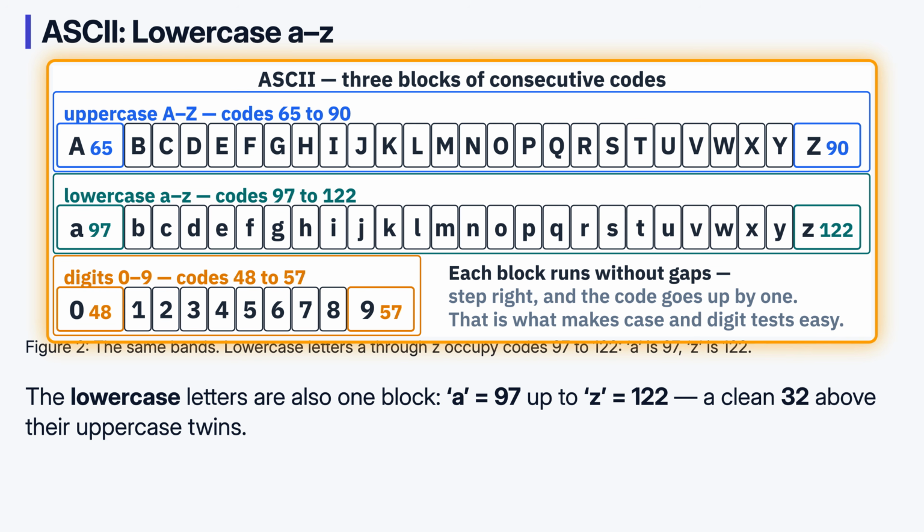Now the middle band, the lowercase letters. They form their own unbroken block. The letter a is code 97, counting up to the letter z at code 122. Compare the 2 bands and something jumps out. Each lowercase letter sits exactly 32 codes above its uppercase twin. A is 65 and a is 97. The gap is 32 every time. That constant gap is not an accident, and we will use it in a moment.